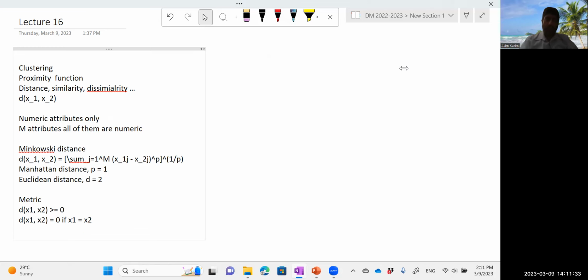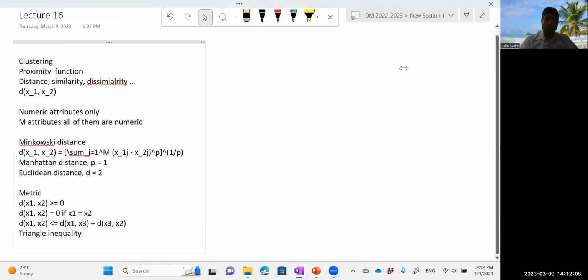And the third condition is popularly known as the triangular inequality. The distance between two points x1 and x2 should always be less than or equal to the sum of two distances: x1 to some other point x3 plus the distance from x3 to x2. Okay? This particular condition is called the triangle inequality. So if a distance function follows all of these conditions, then we say that it is a metric.